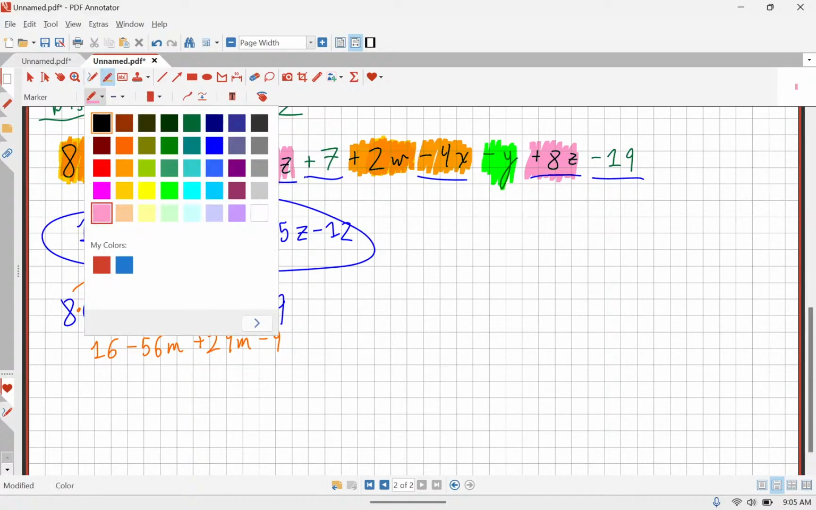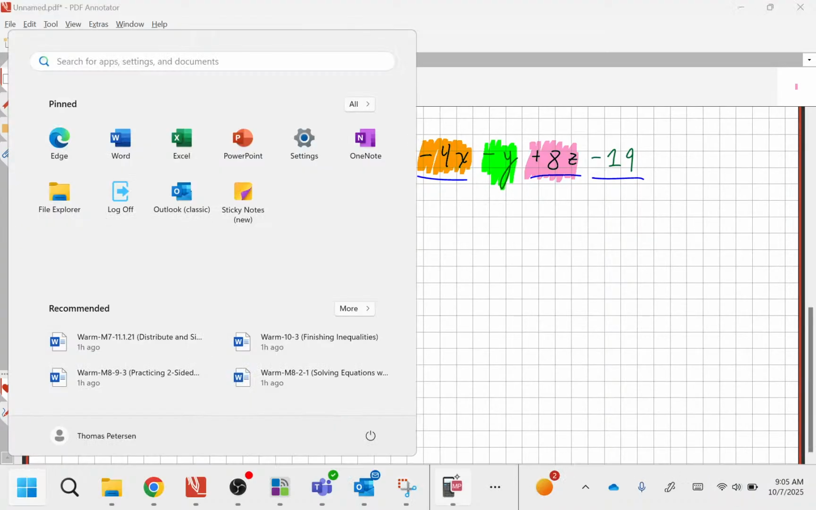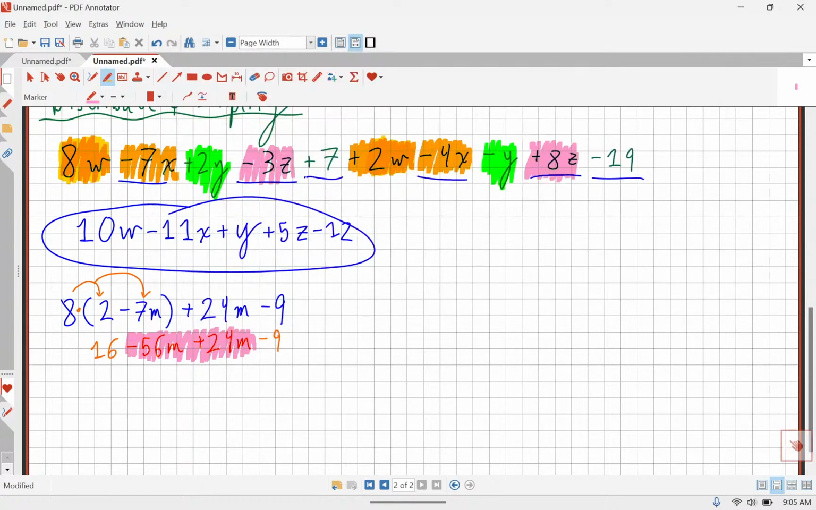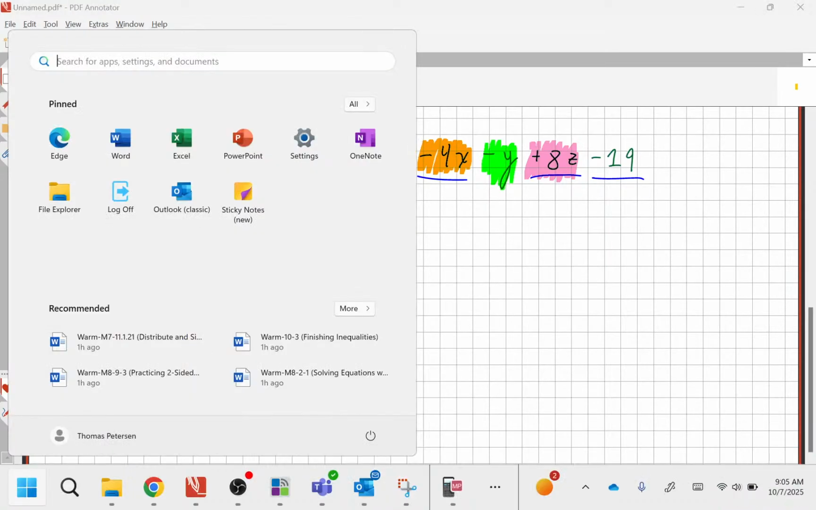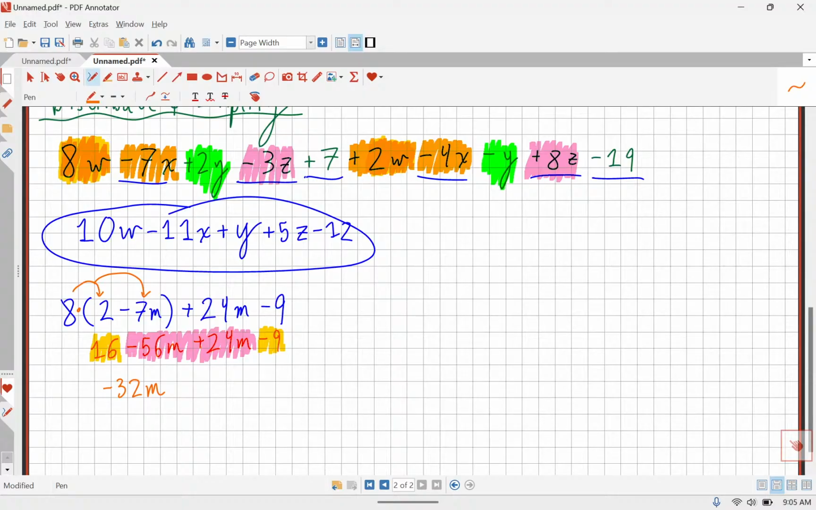Very good. And we're going to make sure that it's a negative 56m plus 24m. So in my calculator, I'm going to go negative 56 plus 24, and that's negative 32. So that's negative 32m. And then what else can I put together, Milo? Yeah, 16 minus 9. And I'm just going to punch that in my calculator. You might not need your calculator, but I don't know about you. That's a positive 7, so it's a plus 7.